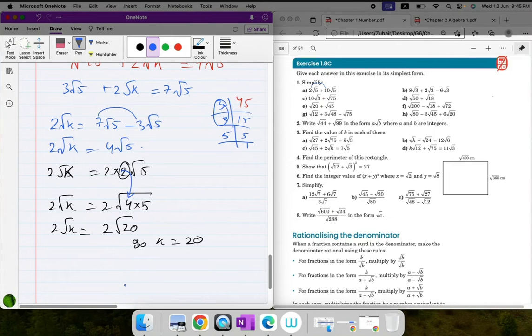No, sir. We can also write it this way, 2 into 2 square root 5. So 2 into square root 4 into square root 5. Now these two are mathematically equal. So we multiply inside the square roots. So this is 2 square root 20. Now you can compare these two. So k is equal to 20. Yes, sir.